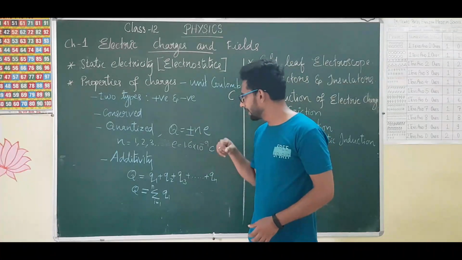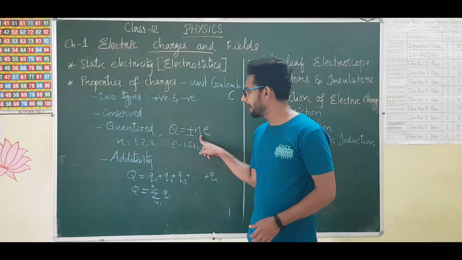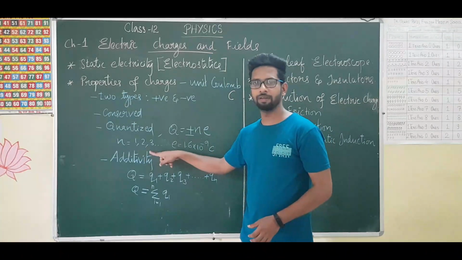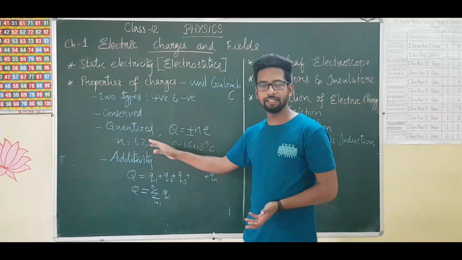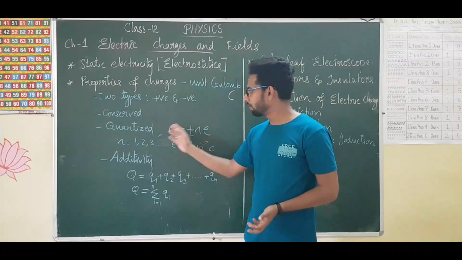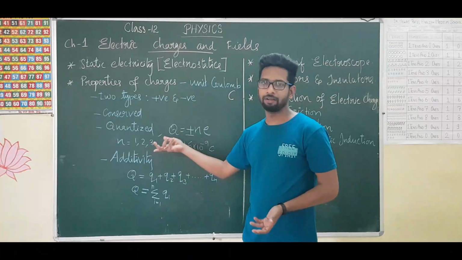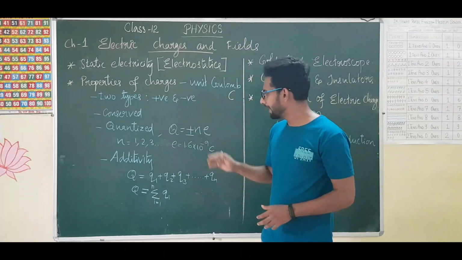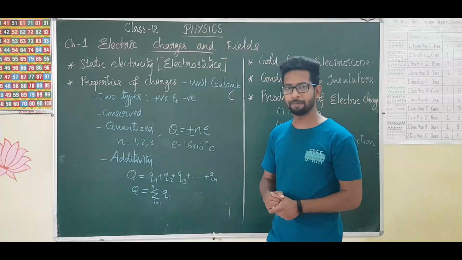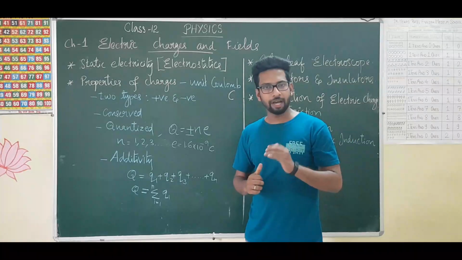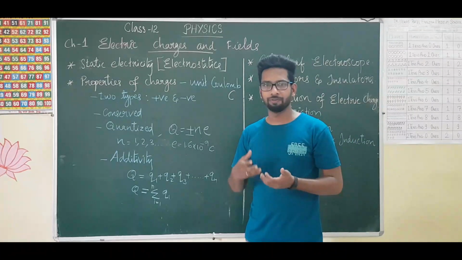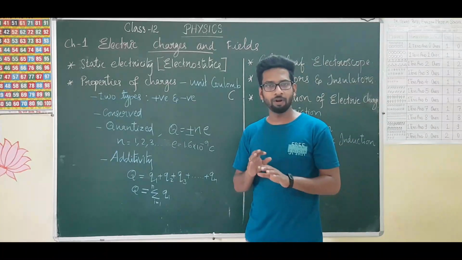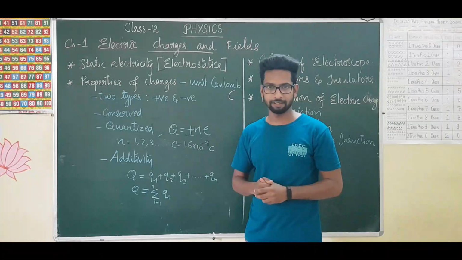What do you mean by integral multiple? n can take the values 1, 2, 3, 4, 5 like that. That is, whole numbers only. It cannot take the value 1.5 or fractional values. So this is the meaning of quantization. And all of you know that the charge of an electron is represented by small letter e. The charge cannot take values of half or three and a half like that. So it can only take 1, 2, 3, 4, 5 like that, isn't it?